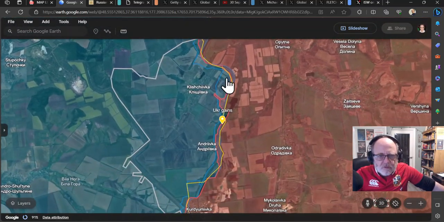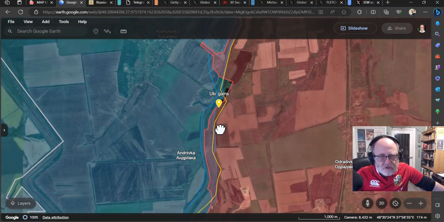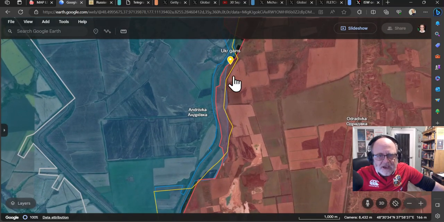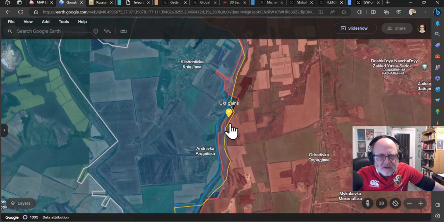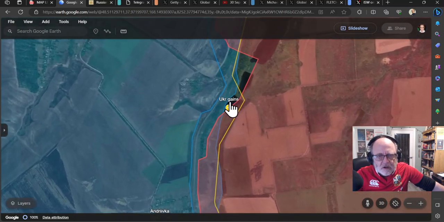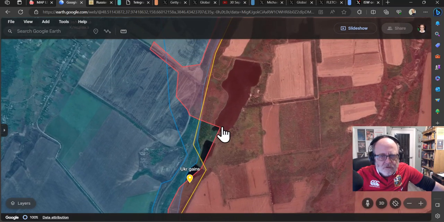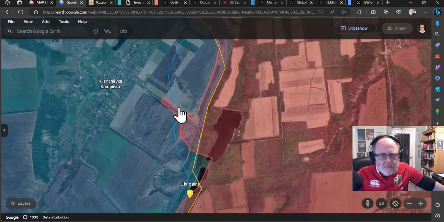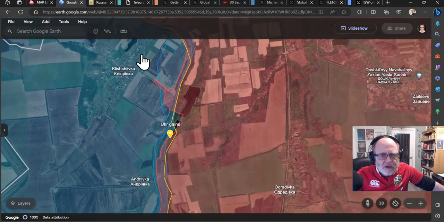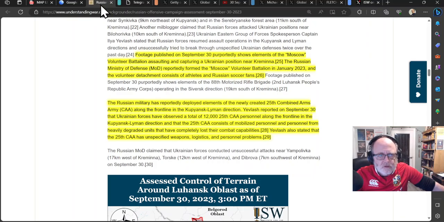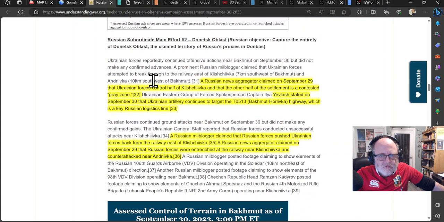And then when we go to the Klishchivka area here, we have a little bit of movement, some gains according to Deep State Map, the yellow line here around the water features, these reservoirs and lakes by Klishchivka. There are varying claims about Klishchivka. So the ISW states that a Russian news aggregator claimed on the 29th of last month that the Ukrainian forces control only half of Klishchivka and that the other half is grey zone.